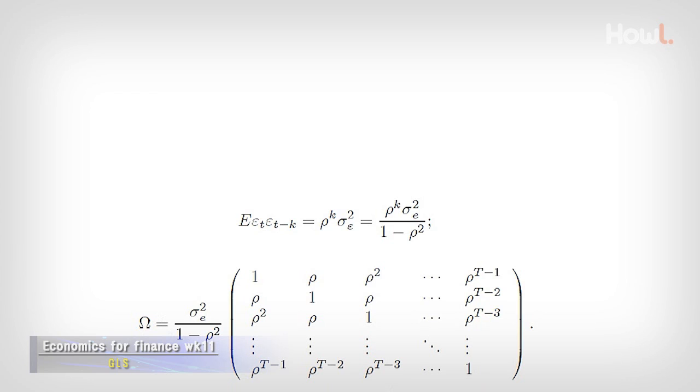This kind of structure is called autoregressive of order 1, or we call it the AR1 model.